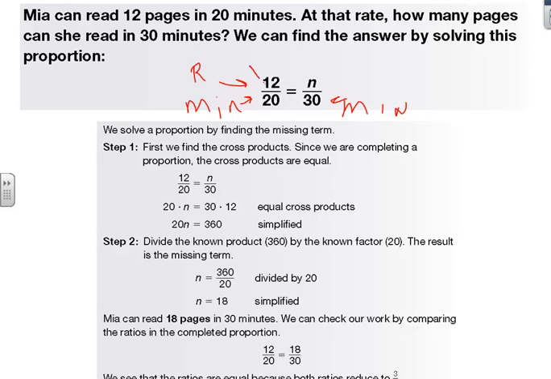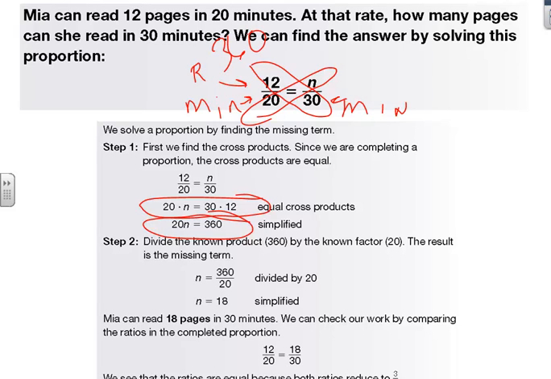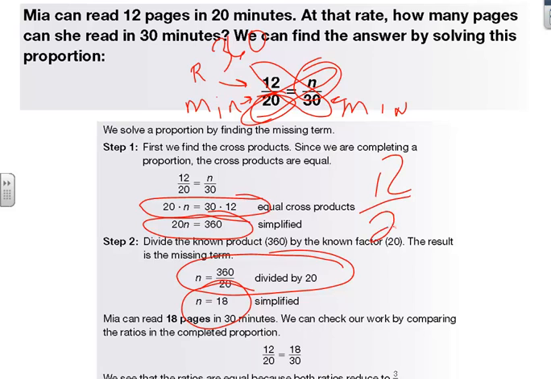We multiply our 12 times 30, and then divide by the 20. So 12 times 30 is 360. You see that down here. You take your 20 times the n equals the 30 times the 12. So we get 20n equals 360. Now we've got to divide that 360 by this 20 in order to find our missing number, which is represented by n. When we do that division, we know that our missing number is 18. So our proportion is 12 over 20 is equal to 18 over 30, which we can see right here.